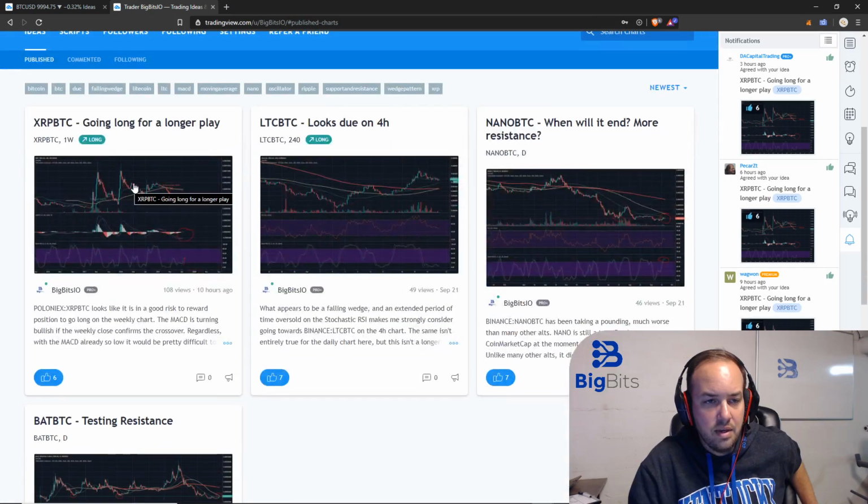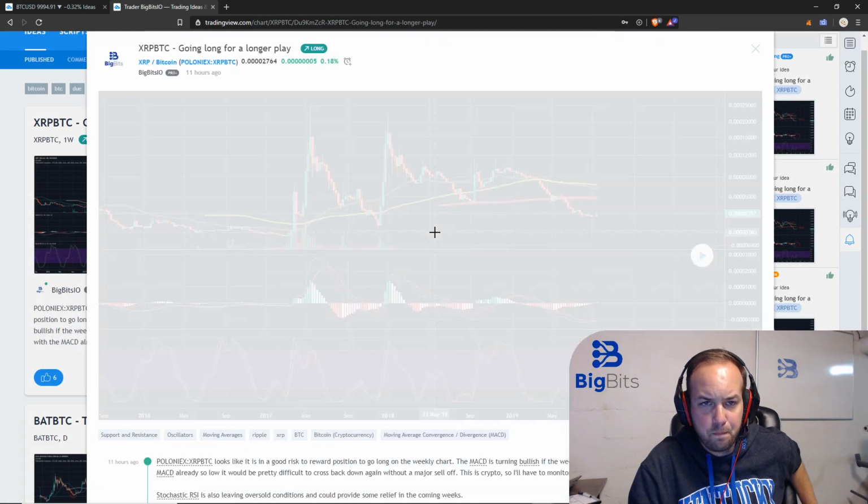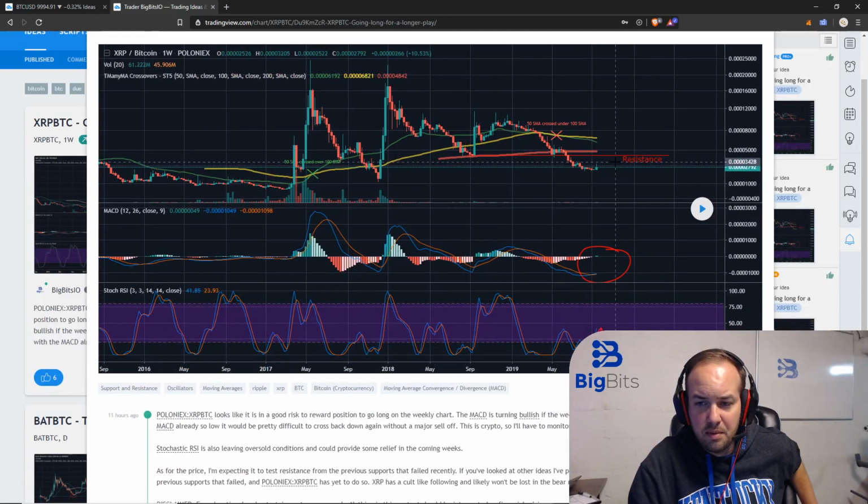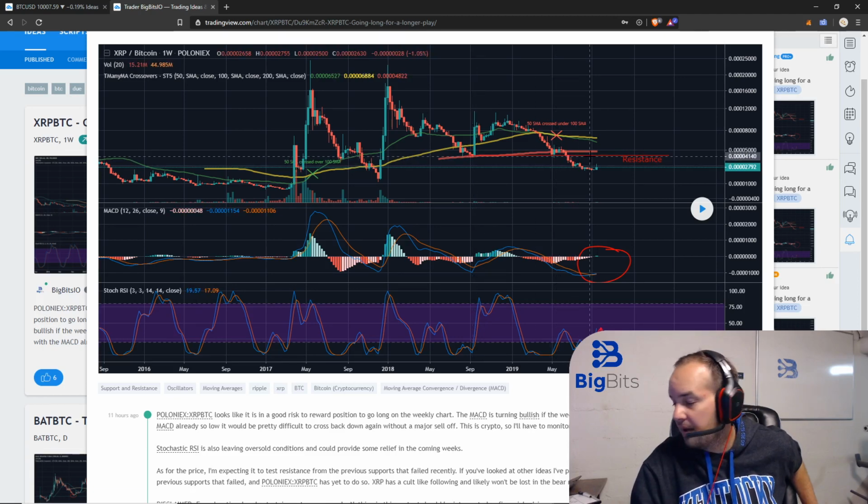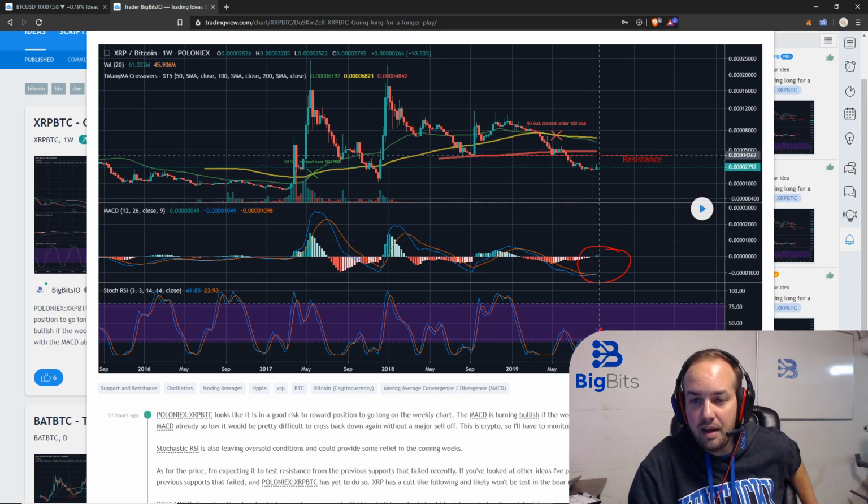But XRP, this idea, I really think this one might be onto something because the MACD is crossing over on the weekly. Stoch RSI has been down for a very long time, and if you look at the chart on the idea, historically, it's hardly ever been down that long, that low. So I like it to potentially bounce back up here, but I want to note that there is this potential area of resistance here that I'm looking for it to kind of slow down at least, or probably turn back around if it's not alt season.